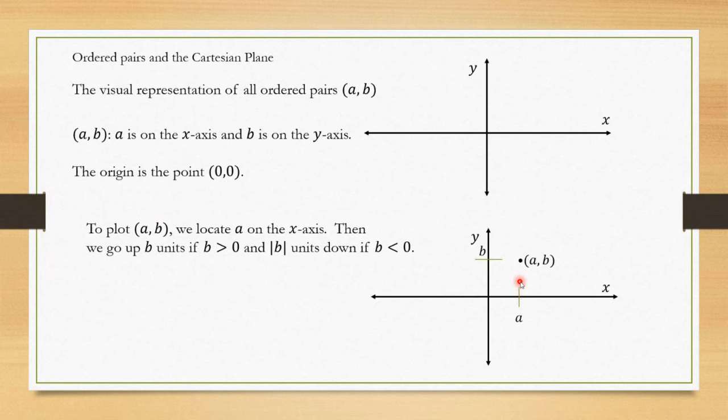You're going to go up if B is positive. You're going to go up B units, as in the picture. You would go down, though, if B were negative. You would go down the absolute value of B units. Remember, absolute value is distance, distance along the number line, that is. So you go up or down B units, basically. Again, you locate A on the x-axis, then go up or down B units if B is positive or negative.